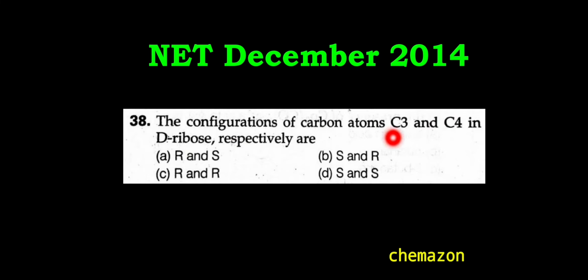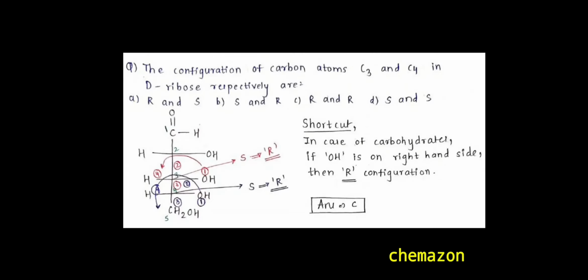The next question is from the NET December 2014 paper. The configuration of carbon atoms C3 and C4 in D-ribose respectively are. So first in this question we need to draw the structure of D-ribose, which we will be studying in the carbohydrates chapter, and there will be two chiral centers and we need to find out the RS nomenclature at both the carbons. So this is the structure of D-ribose, and if you follow the basic RS nomenclature rules, you would find that at the third carbon and the fourth carbon, the absolute configuration is R. So our correct answer would be option C.